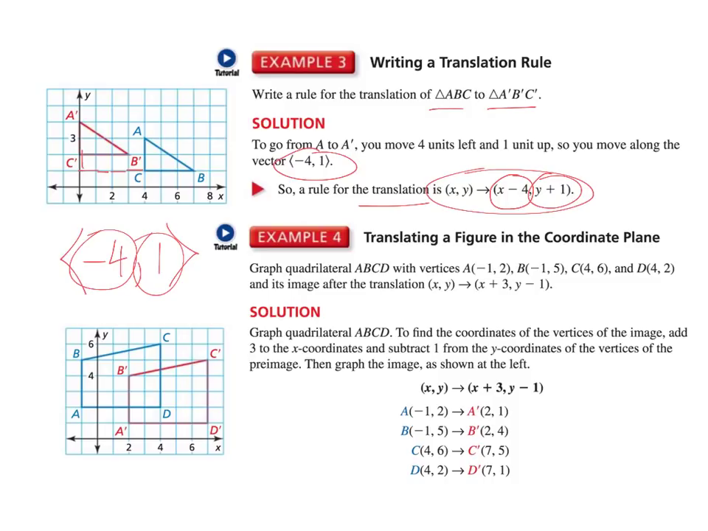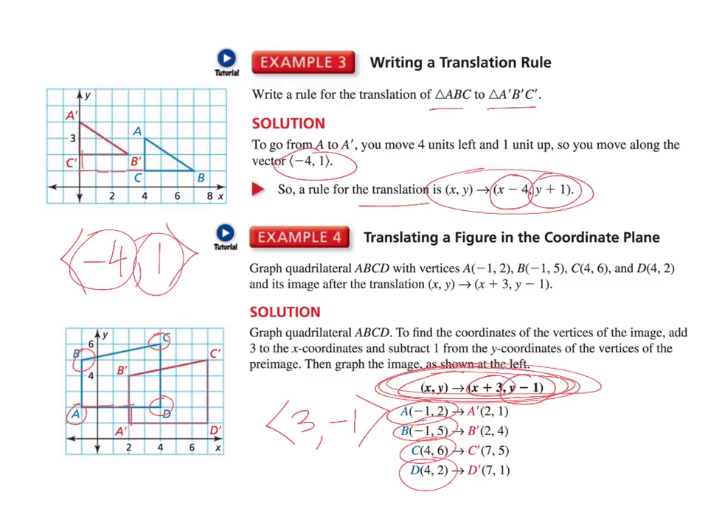Example 4, same deal. Here I have A, so I'm going to go to the right 3 units, and I'm going to go down 1 unit. There's my vector components. And if I wanted to write out the rule, I'm simply adding 3 to the x and subtracting 1 from the y. So first you would identify all of your coordinates for A, B, C, and D, and then just apply the translation rule. That's all there is to it. And then you get your new points, A prime, B prime, C prime, D prime.